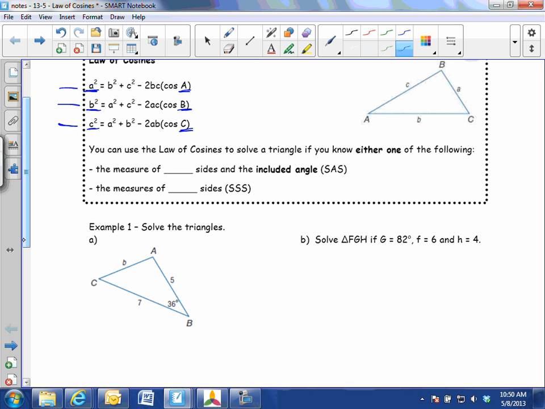Alright, so here's when you're going to use the law of cosines. We're going to use the law of cosines if you've got side, angle, side: you've got an angle in between two sides. So they give us the angle and the two sides, the included angle, the angle in the middle, or the measure of three sides, side by side by side.